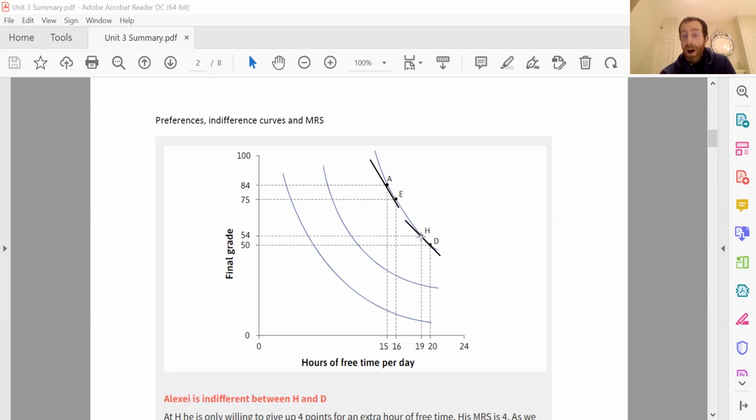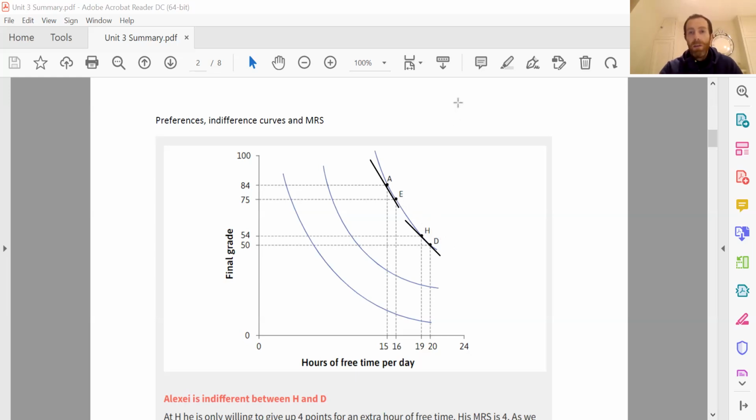But here, when he's higher up, when he's got 19 hours of free time, if you offer him one more, he's actually only willing to drop 4 points. And so what that shows us is the marginal rate of substitution on an indifference curve is actually changing. And you can see it's actually kind of decreasing as we move to the right.